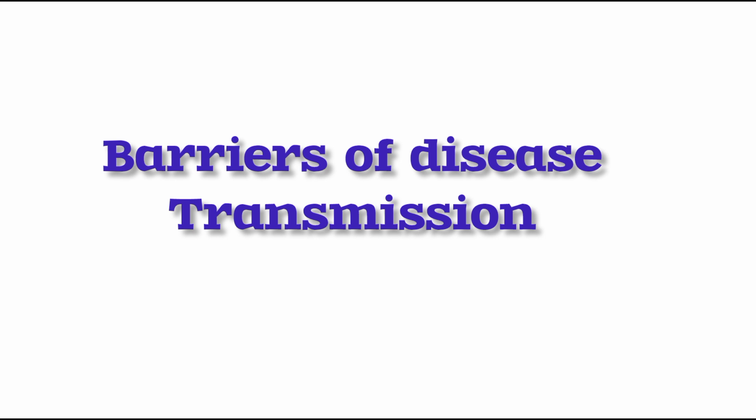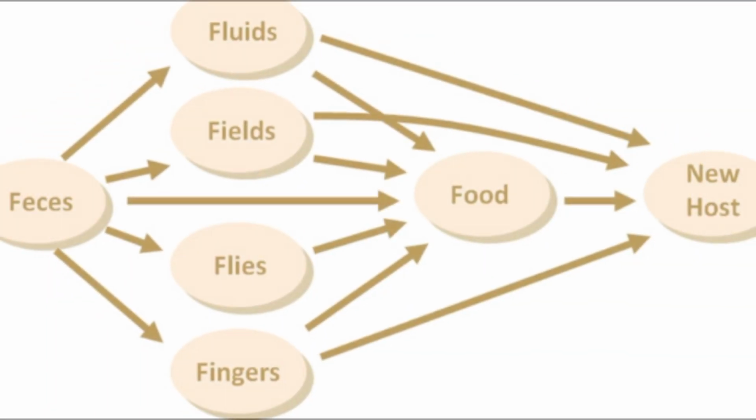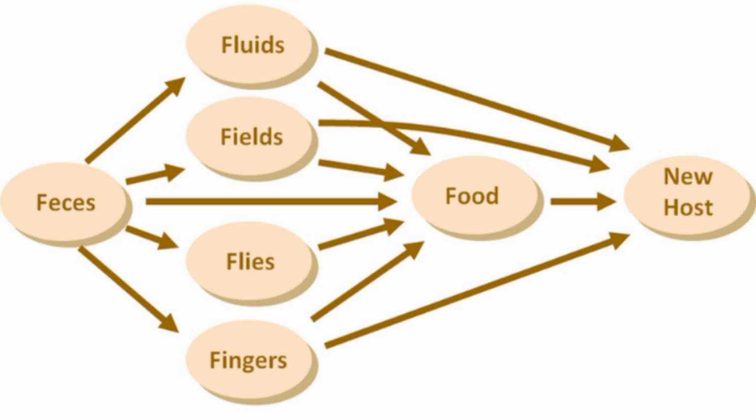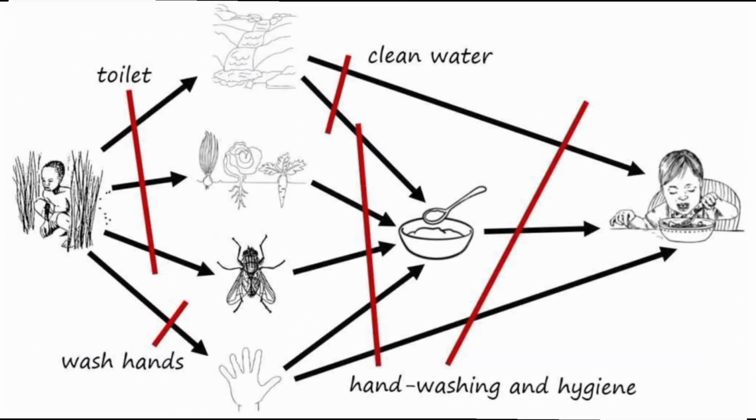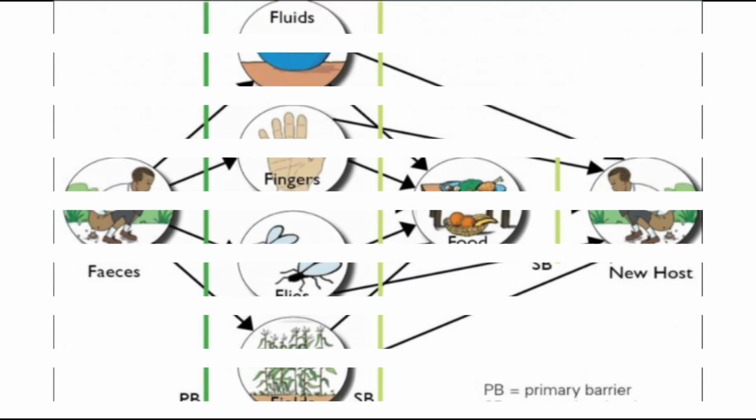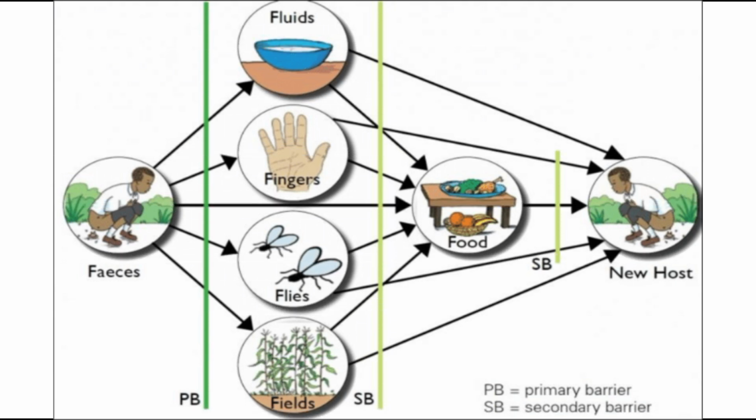Having talked about how disease can be transmitted, starting from feces, through flies, fingers, fomites, and fluids, now, what are some of the barriers that can be placed in order to prevent disease transmission? Let's look at the barriers we can use to stop diseases like diarrhea from spreading.